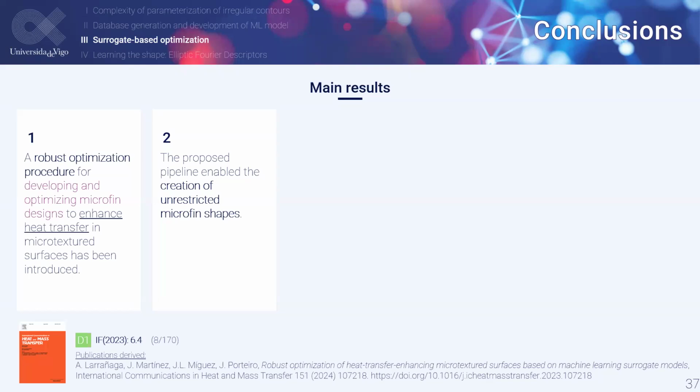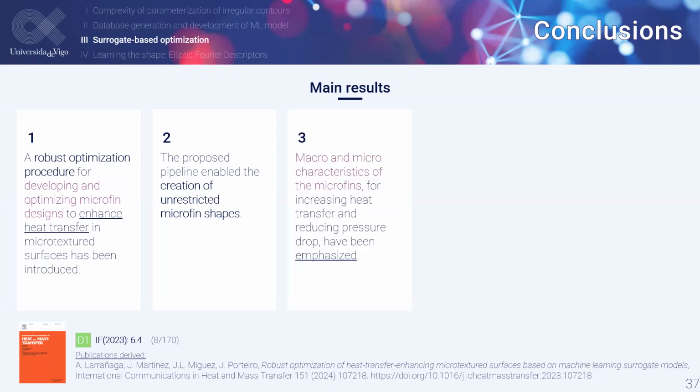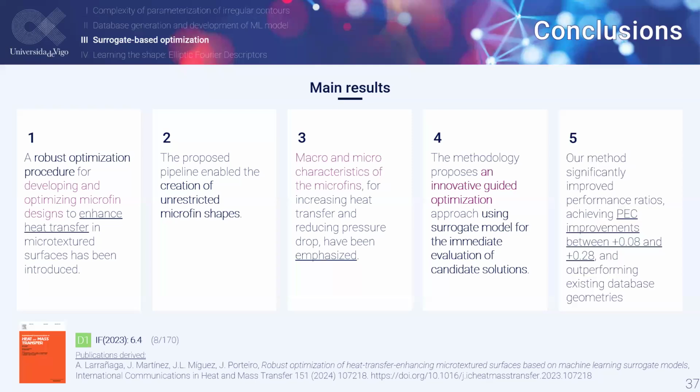Also, we were capable of creating unrestricted fin shapes, which means that these are new fins that have never been used in industry before, focusing both on macro and micro characteristics, defining these performance evaluation criteria as the main focus of our work. And we were capable of improving the performance evaluation criteria between 0.08 and 0.28 units for all of the families. So we found better alternatives than what we had already done in the start of our brute force approach. So this was a better way, like it was supposed to be, to do a guided optimization to find optima for microfin shapes.